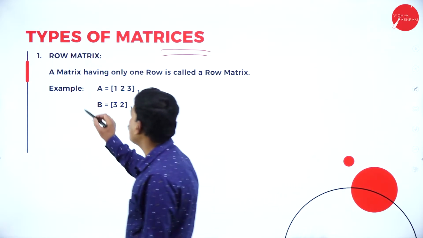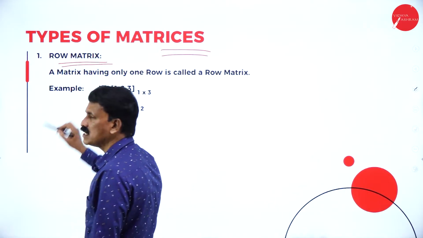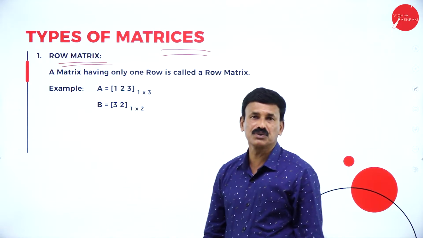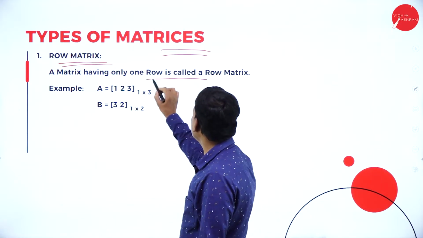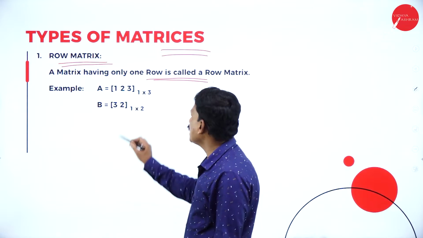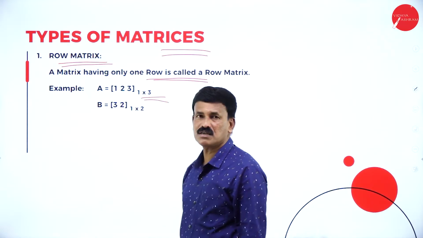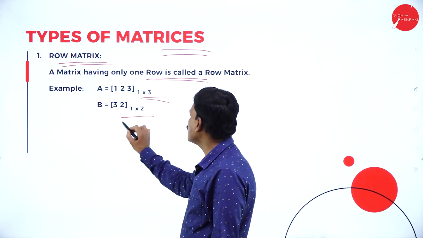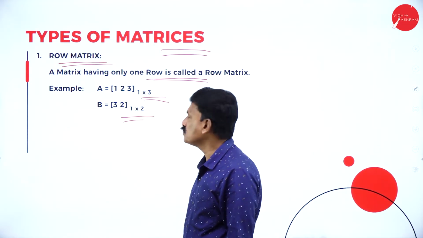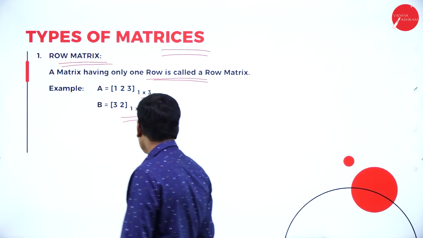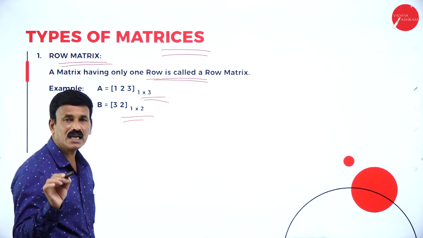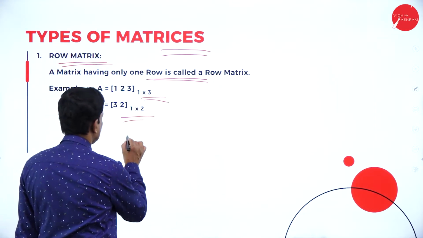Now, let us come to the first one, the row matrix. Row means a matrix having only one row. A matrix having only one row is called a row matrix. For example, if A is equal to 1, 2, 3, this is a row matrix of order 1 into 3. And B is equal to 3, 2 is a row matrix of order 1 into 2.